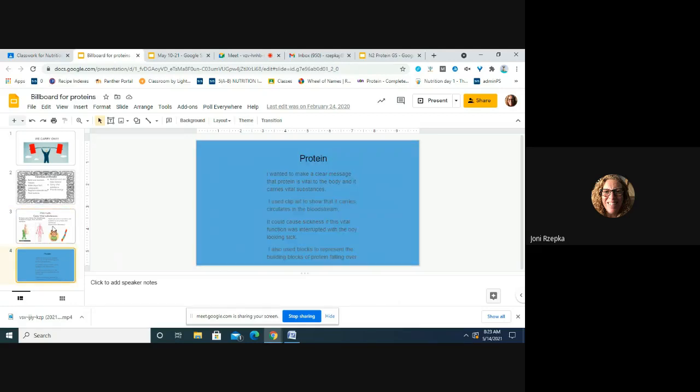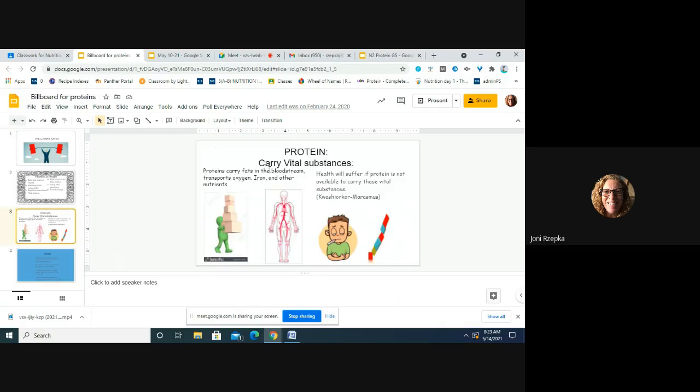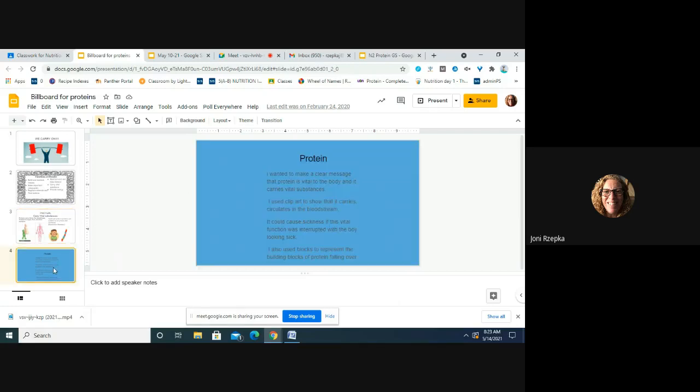This slide just contains the function of protein, the one that I chose. You don't necessarily have to have these pictures or these words up here. I just put them in there, and then I explained it.